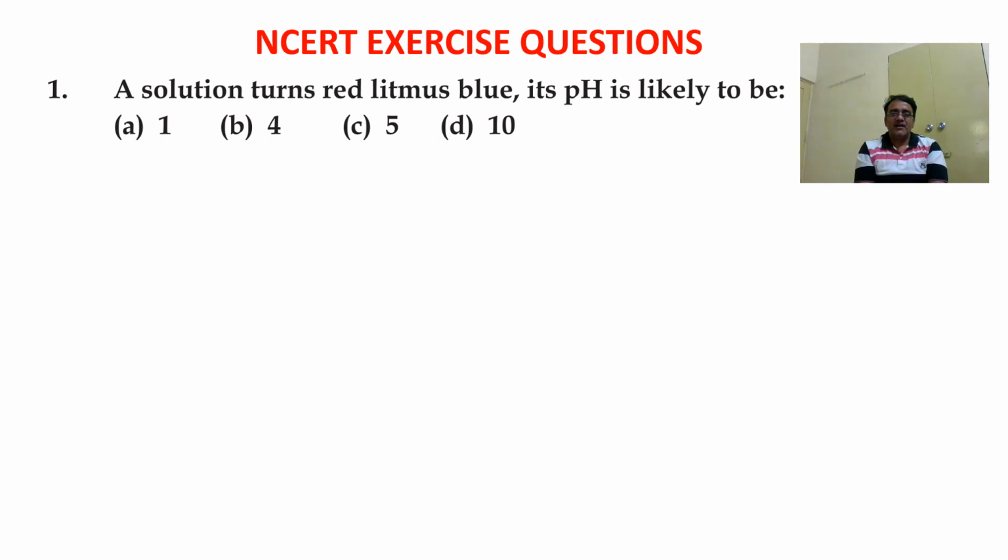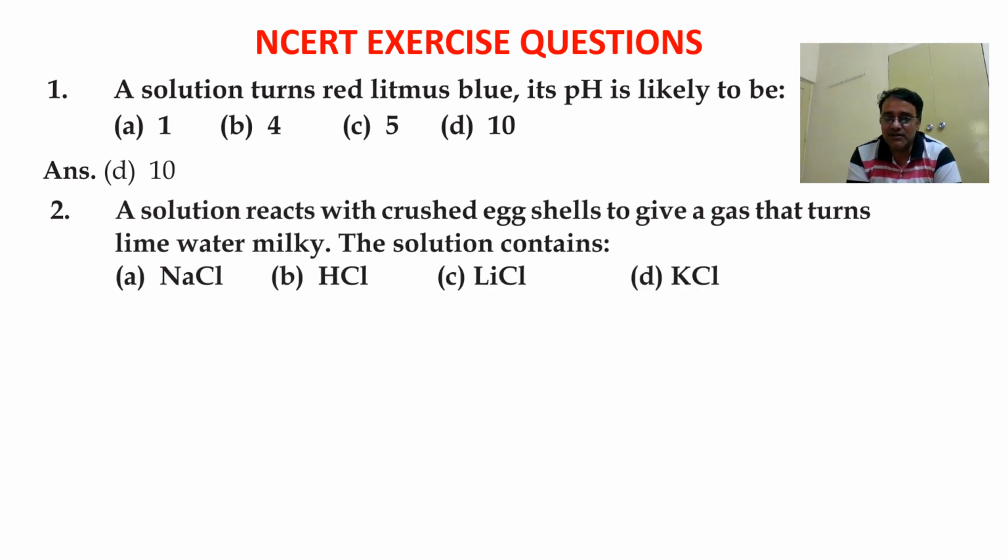First question: a solution turns red litmus blue. Its pH is likely to be... red litmus turning blue means it is basic. And for basic, the value of pH is more than 7. So here which one is higher? 10. So the answer is 10. Next question. A solution reacts with crushed eggshells to give a gas that turns lime water milky. The solution contains hydrochloric acid, right?